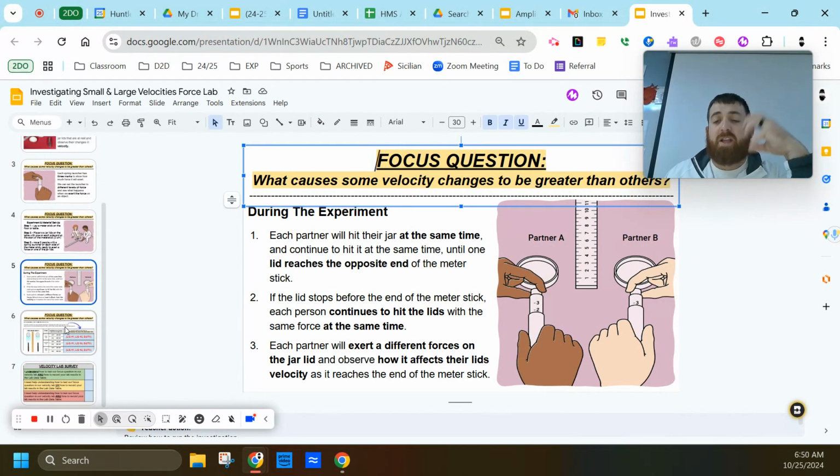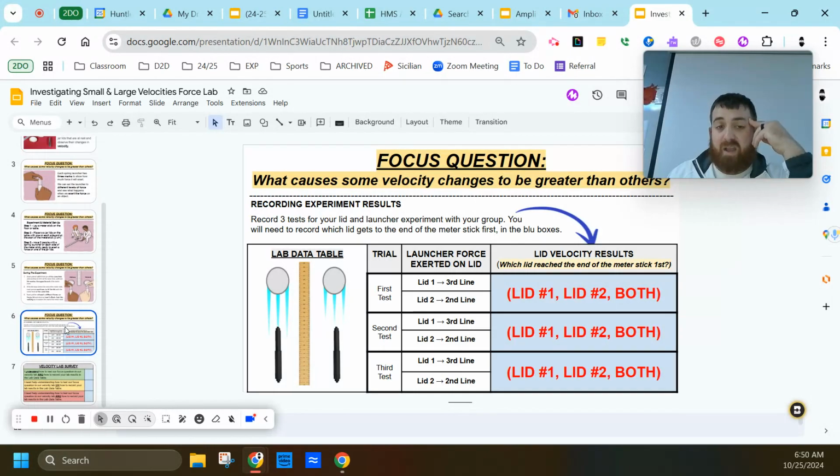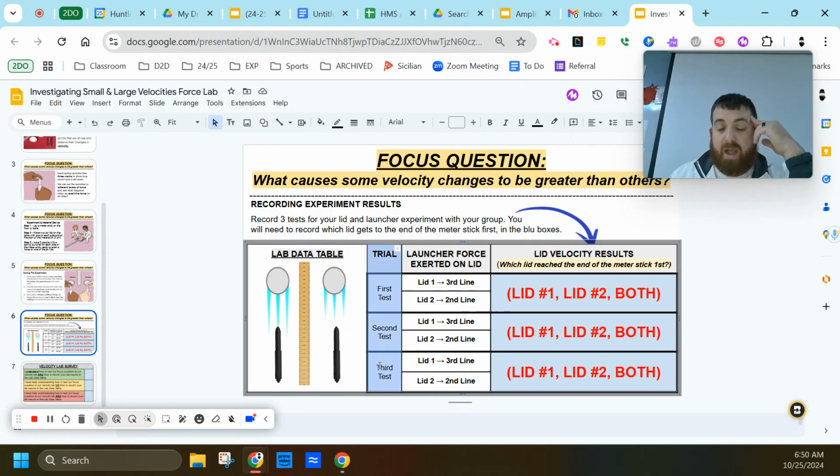As you're doing the lab, you're going to be collecting some data, and you're going to be recording 3 tests with your lids and the launchers within your group. You're going to need to record who gets to the end of the meter stick first. So there are 3 trials, and each of these trials or tests will have your 2 lids, lid 1, 2, lid 1, 2, lid 1, 2, and then you're going to have your amount of force that you're going to be hitting each lid with right next to it. So lid 1 hit with a force of 3, or that third line, and lid 2 hitting with that force of 2, or that second line.